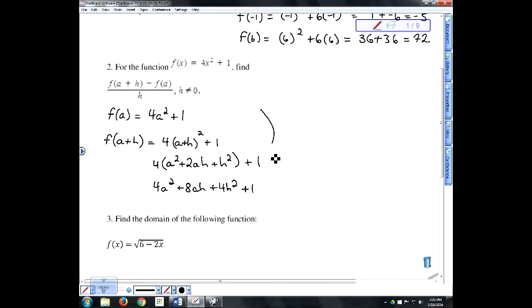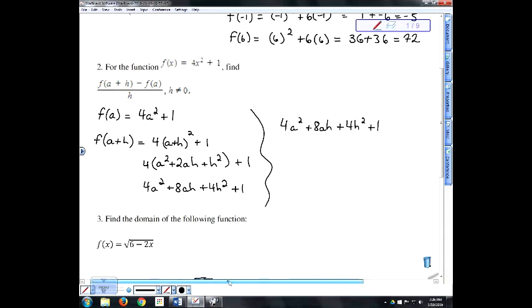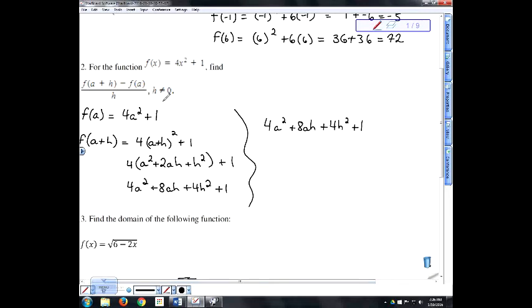So putting this all together now, using this as a pattern, f of a plus h, which is this, and then you subtract f of a, so subtract 4a squared plus 1 all over h.